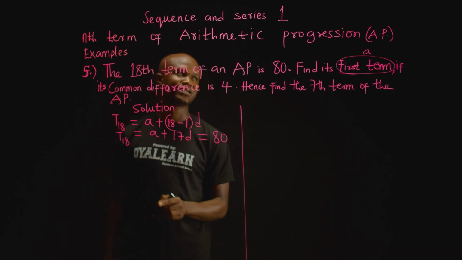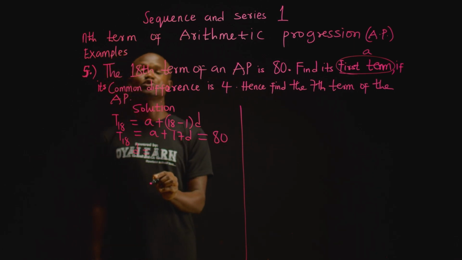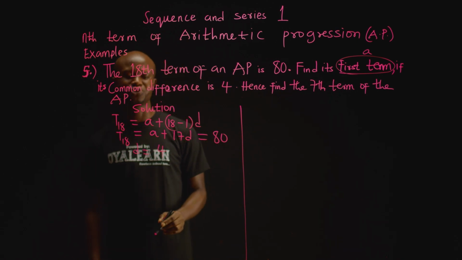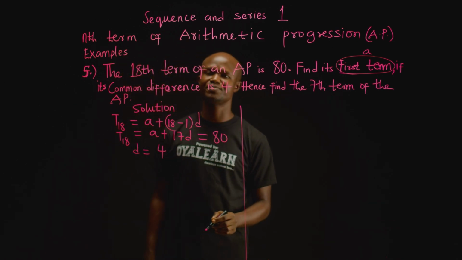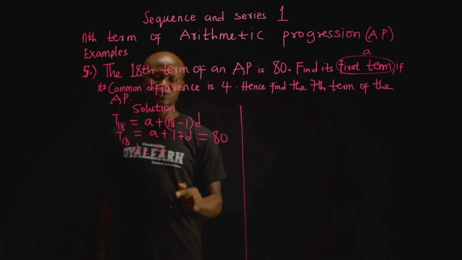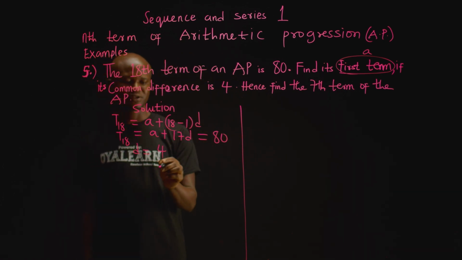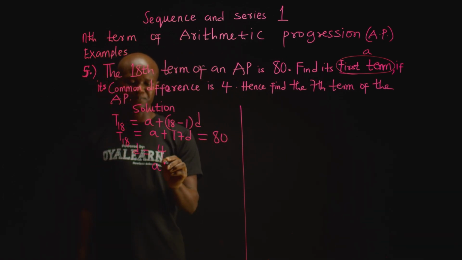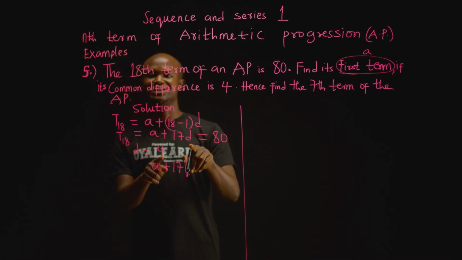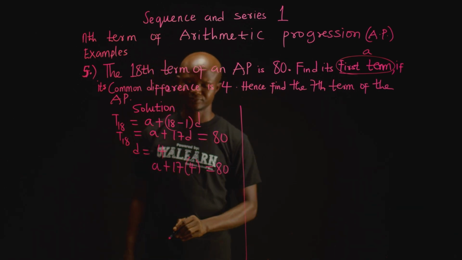First term is A, D is the common difference. And we're given the common difference, D, to be equal to what? 4. So what are we going to do to get the value of A, which represents the first term of the AP? It means that anywhere we see D, we are going to substitute D as 4. So we have A plus 17 into D, which is 4, then equals 80.